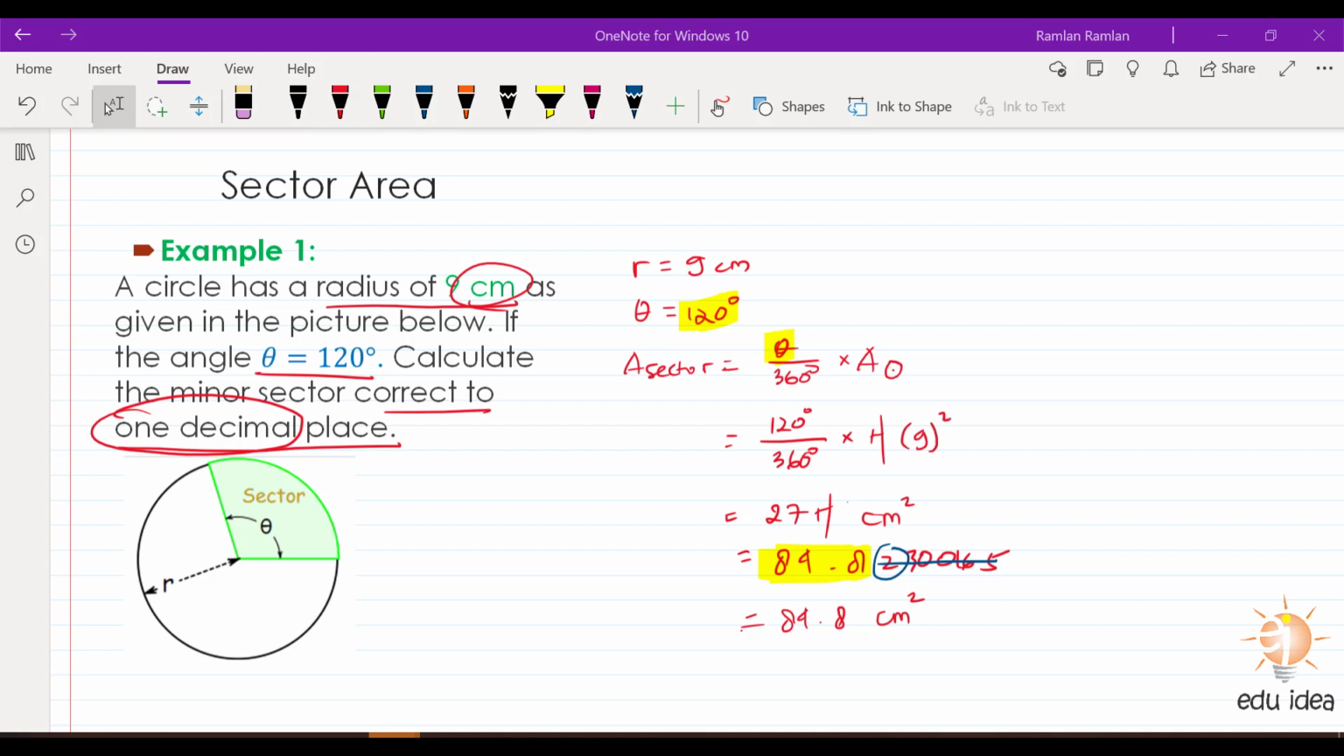Here you go. I'm going to give you one extra example. What if the one being asked is not the minor sector, but the major sector? I'm going to change this into major. The difference between the minor and the major sector is just this theta here, the angle that forms the sector. If we're talking about the major sector, you're going to calculate the area of this big one over here. So the angle is not this anymore, because that is the smaller one, the angle that forms the minor sector.